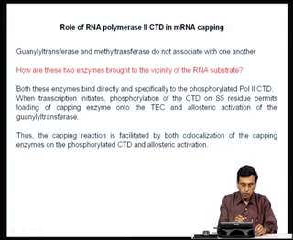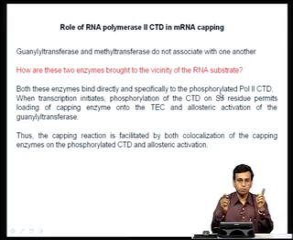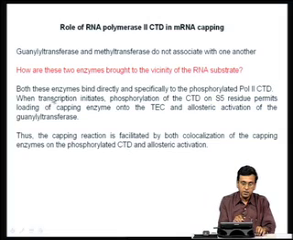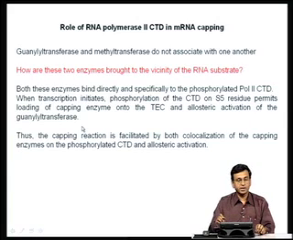It turns out these two enzymes have to be brought in the vicinity of the RNA substrate, so that these two reactions can take place one after the other. Both these enzymes, namely the guanyl transferase and methyl transferase, bind directly and specifically to the phosphorylated polymerase II CTD. So, when transcription initiates, phosphorylation of the CTD on the serine 5 residue permits loading of the capping enzyme onto the transcription elongation complex, as well as allosteric activation of the guanyl transferase.